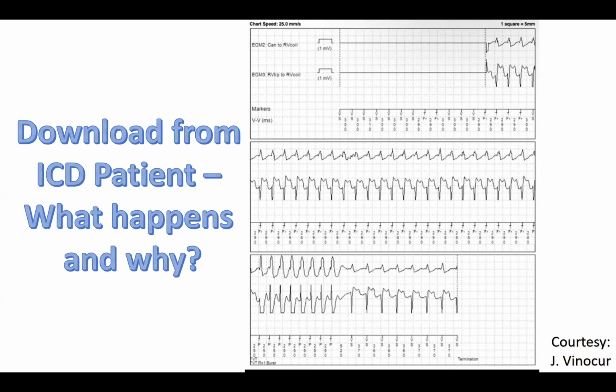So looking at this, it looks like we have two leads. And just for the sake of clarity, this is continuous from the top to the bottom. The three boxes, the top one is the same throughout, right? Yes, exactly. That's a good point. The channels are the same in all. And it's actually giving you the R to R intervals, which is nice.